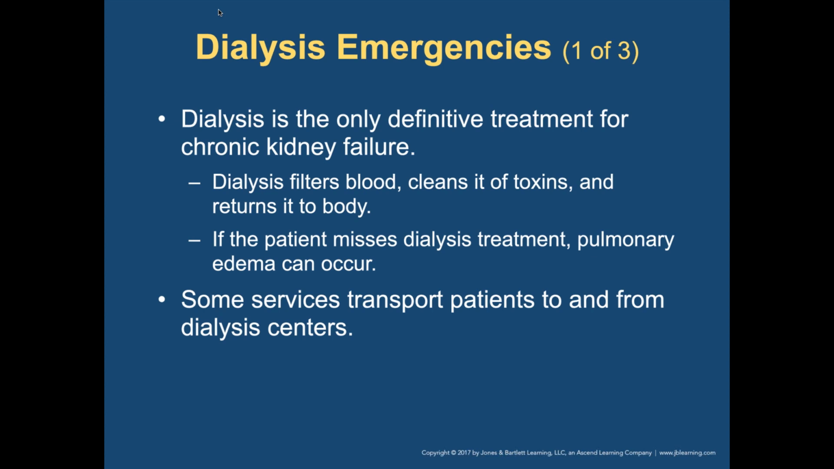In patients with end-stage renal disease or chronic renal failure, dialysis is the only definitive treatment. Dialysis is basically taking the place of their kidneys, filtering their blood. So a dialysis patient, when they go to dialysis, is going to sit next to a machine. They're going to connect this machine to these shunts that they have in their arm, and all their blood is going to flow through that machine and get filtered out.